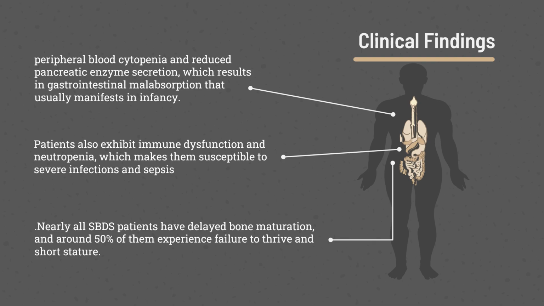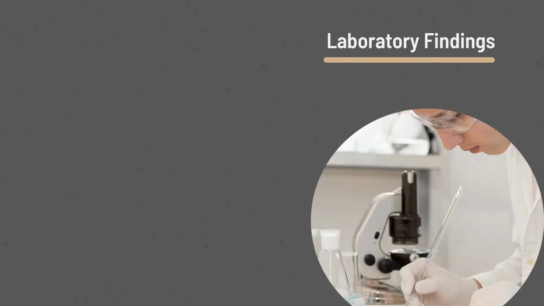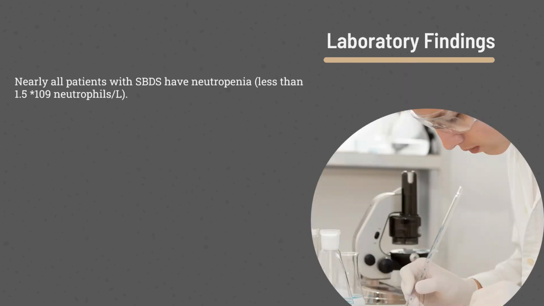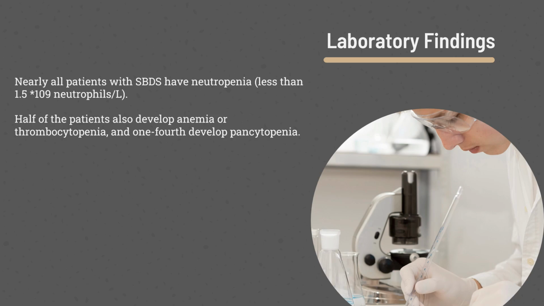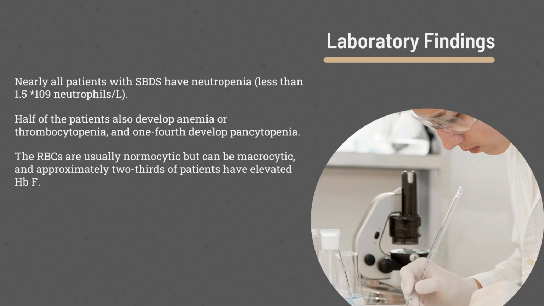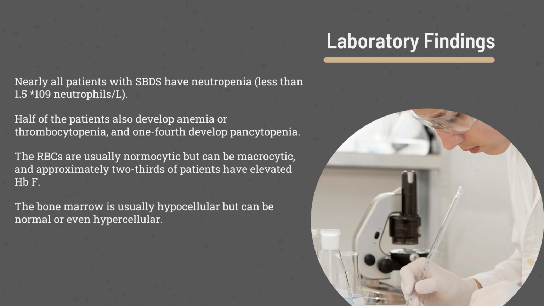Nearly all SBDS patients have delayed bone maturation, and around 50% of them experience failure to thrive and short stature. Laboratory findings. Nearly all patients with SBDS have neutropenia. Half of the patients also develop anemia or thrombocytopenia, and 1/4 develop pancytopenia. The RBCs are usually normocytic but can be macrocytic, and approximately 2/3 of patients have elevated hemoglobin F. The bone marrow is usually hypocellular but can be normal or even hypercellular.